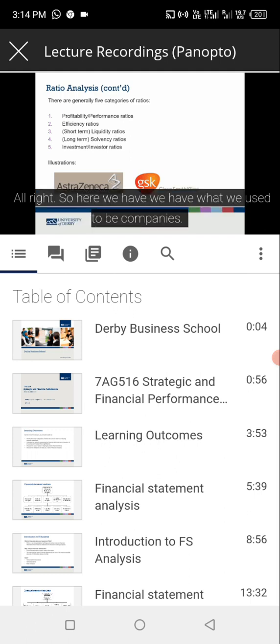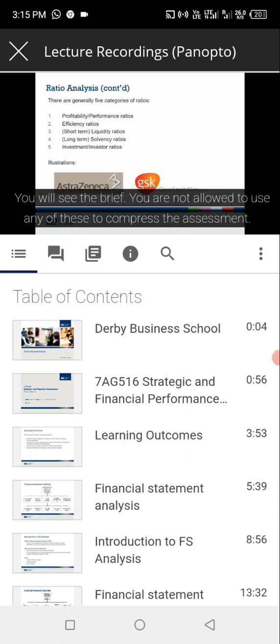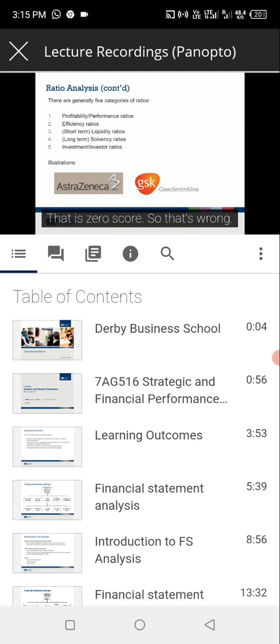All right? So here we're going to use 2 main companies, AZ and GSK. And that is why in your assessment you will see in the brief, you are not allowed to use any of these 2 companies in your assessment. The moment you put AZ there, that is 0. Or you put GSK, that is 0 score.